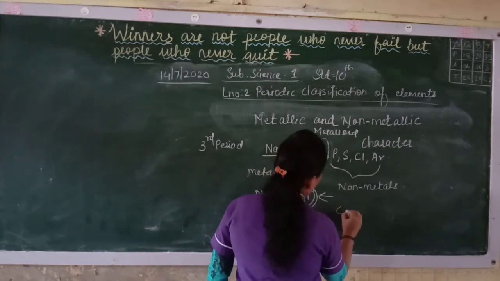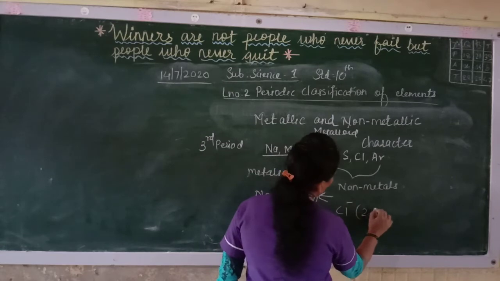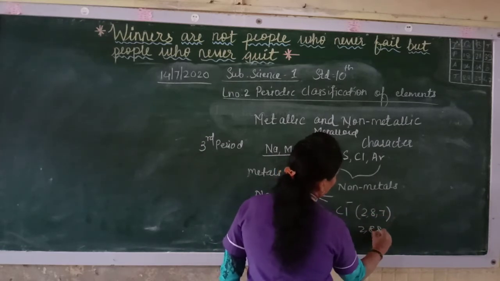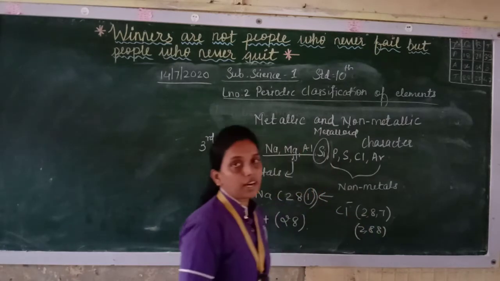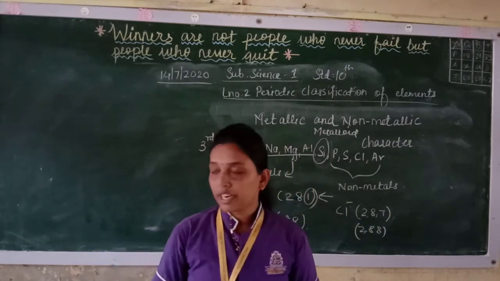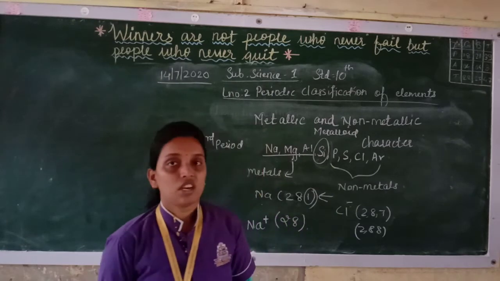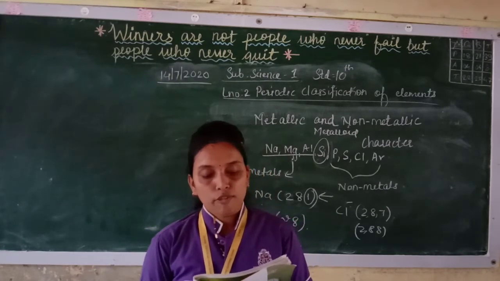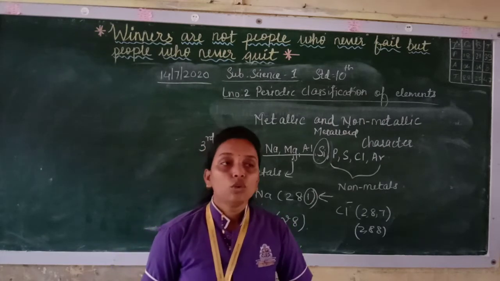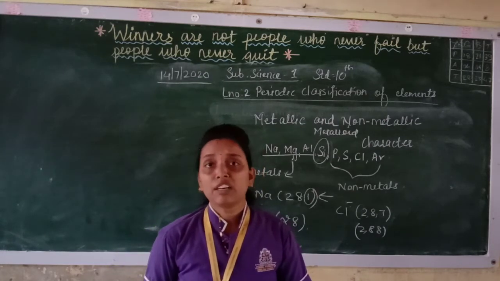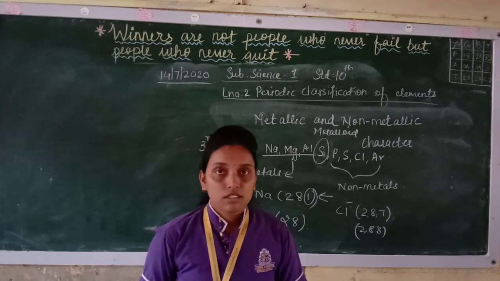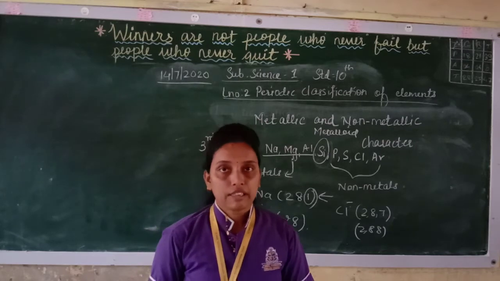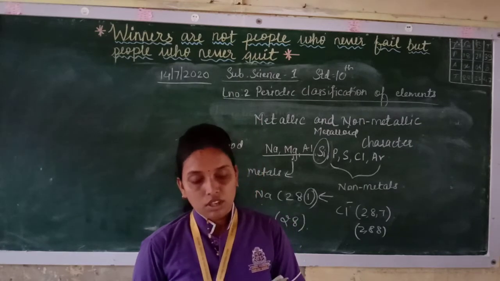In chlorine, see the chloride ion here, 2, 8, 7. Here it is taking one electron, 2, 8, 8, and it is forming that chloride anion. Negatively charged ions are anions, positively charged are cations. So from this we understood that metals have a tendency to lose electrons and form cations, and non-metals gain electrons and form anions, that is negatively charged ions.